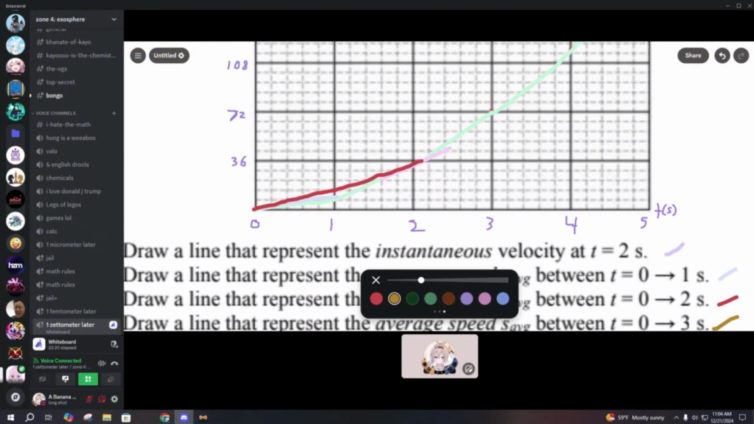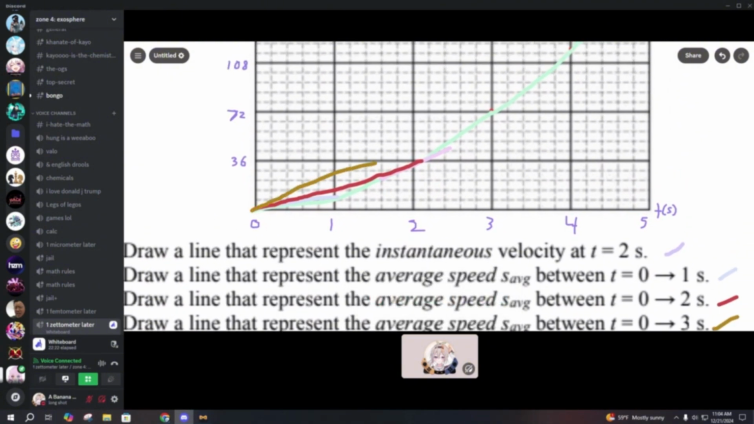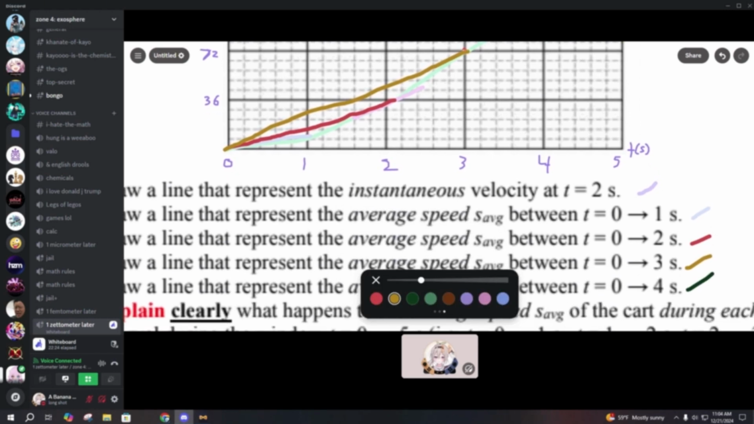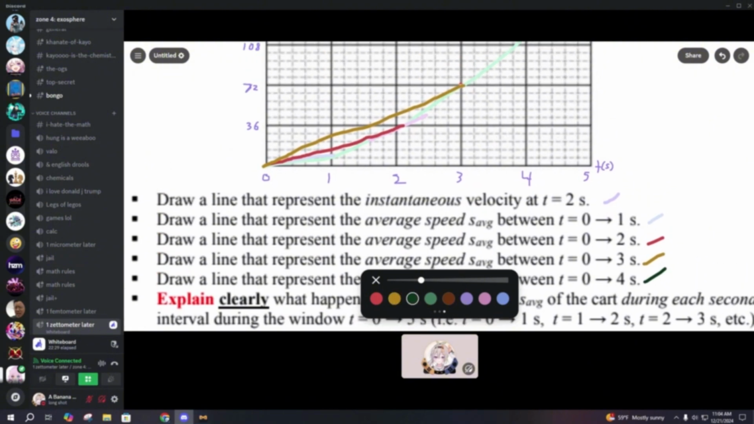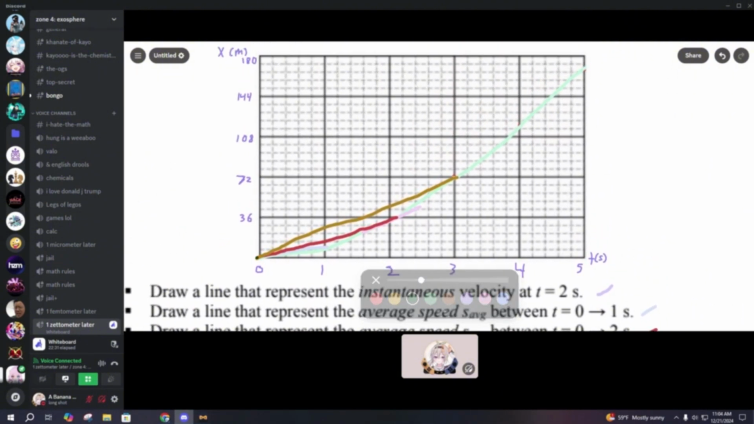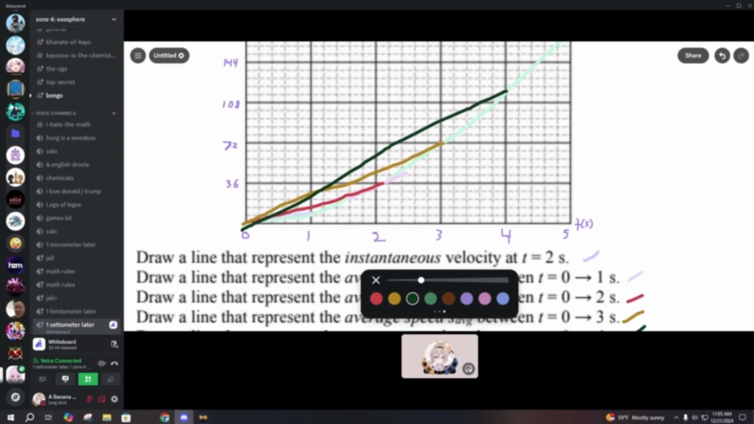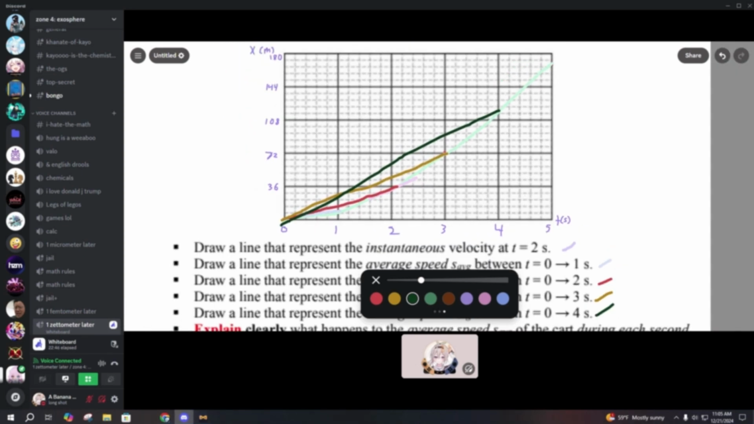Next color, 0 to 3. Well, 3's right there, so 0 to 3, giant rise over run. It's just slopes. Distance over time, average speed. Again, 0 to 4, average speed. Change in position, distance. Ooh, that's a bad line. Distance over time. So there you have it.